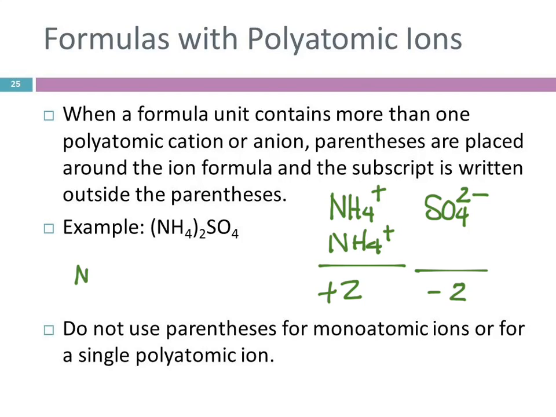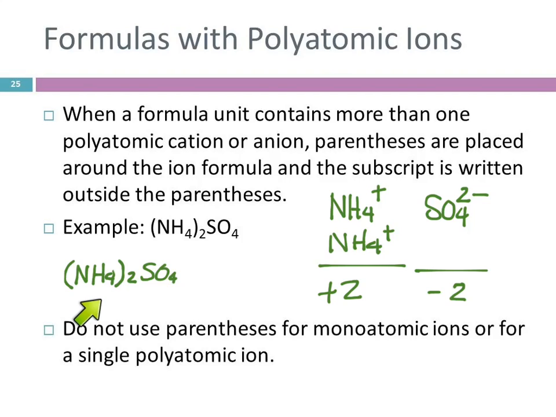Now, when we write the formula, we're going to have 2 NH4s. Well, if we do it like this, NH4 with a subscript 2, SO4, that looks like 1 nitrogen and 42 hydrogens. Is that what we meant? No. It gets confusing. Maybe we could leave a space there. NH4, 2, SO4. But that's a little weird also. So what we have decided to do is we're going to put parentheses around the polyatomic ion, put the subscript on the outside so the numbers don't get all jumbled up together.